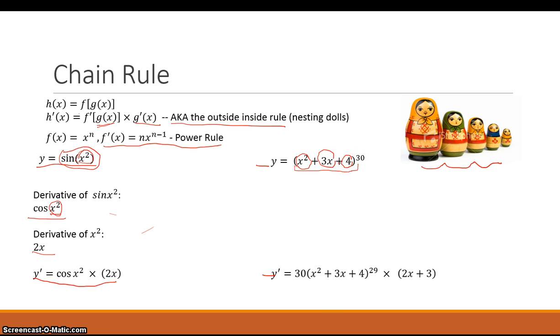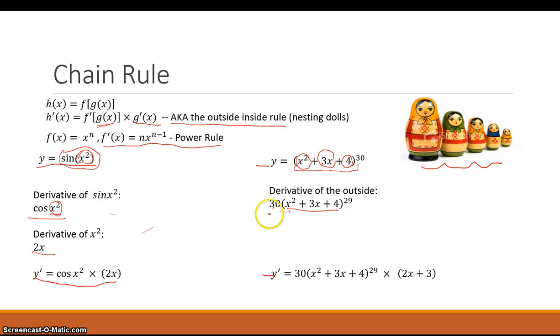All right. So when you consider the outermost function here, you've got the quantity of x squared plus 3x plus 4 all raised to the 30th power. Using the power rule, you end up with 30 times that quantity, leaving the inside alone. 30 times the quantity of x squared plus 3x plus 4 all raised to the 29th. Again, still following the power rule.